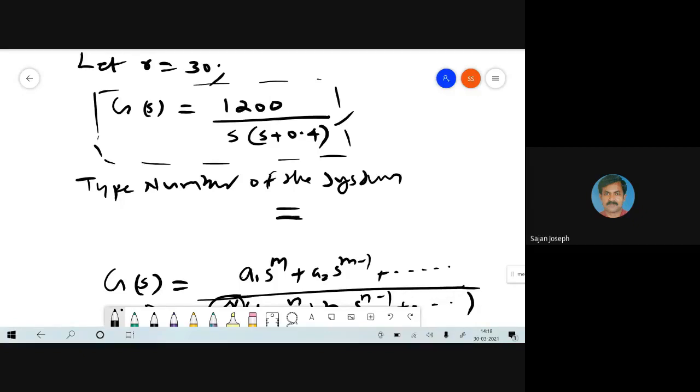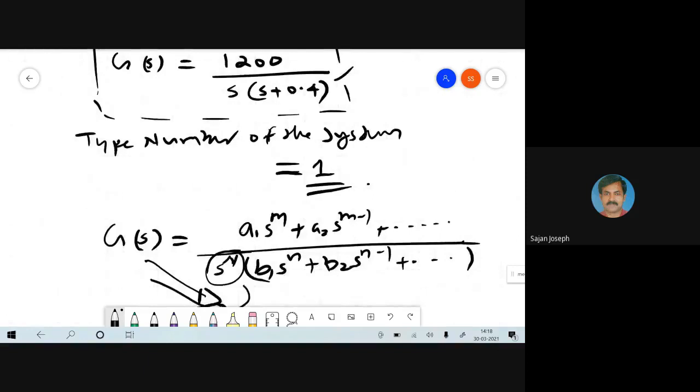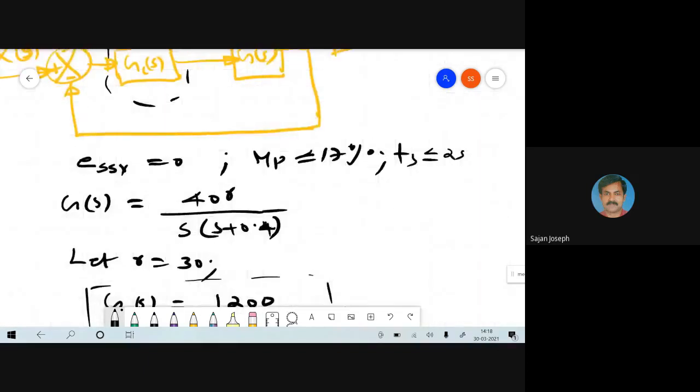Type 1, sir. It is a type 1 system. Then, in order to ensure that the static velocity error is 0, what should be the type to ensure that the static velocity error is 0?